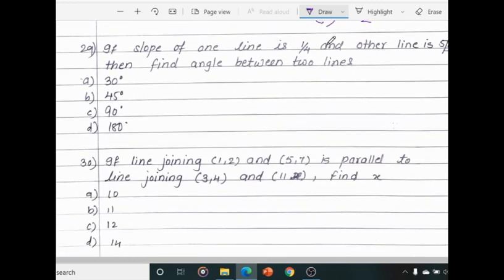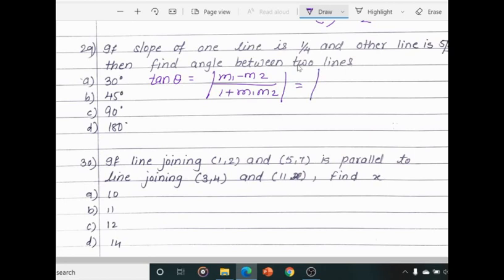If slope of one line is 1 by 4 and other line is 5 by 3, then find out the angle between two lines. We know the formula for finding angle between two lines is tan theta is equals to mod of (m1 minus m2) upon (1 plus m1 into m2). Solve this.